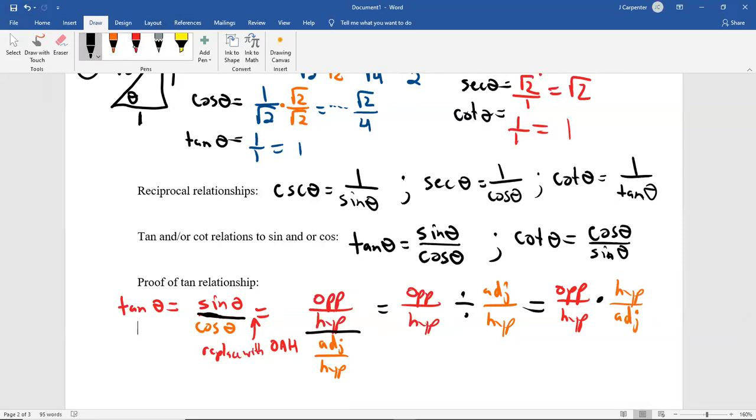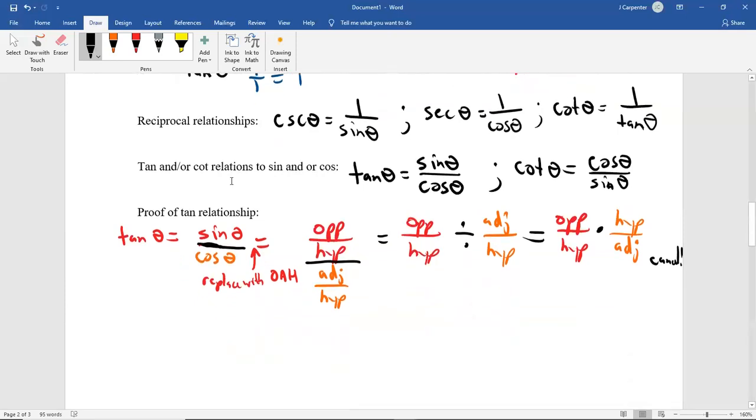And then what we can do here is cancel. There's a hypotenuse in the bottom, there's a hypotenuse in the top, so we can cancel those. And for the interest of my future notes, I'm just going to rewrite it. So equals down here, OPP over HYP times HYP over ADJ. The hypotenuses cancel. So we end up with opposite over adjacent.